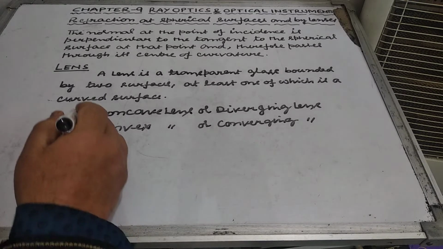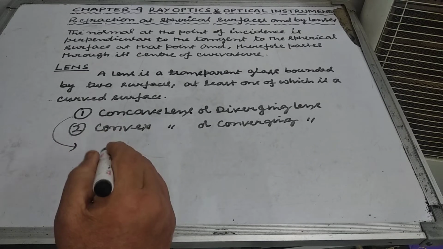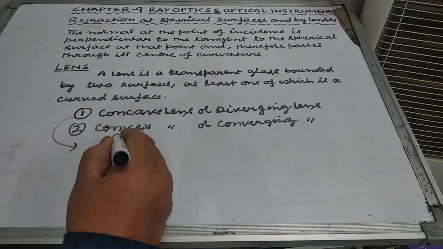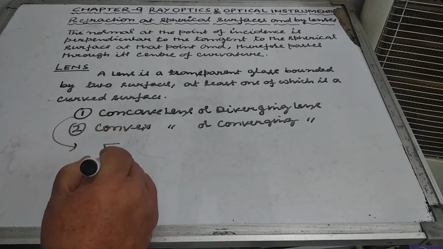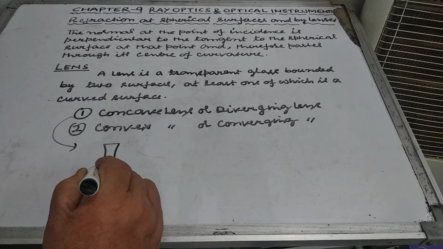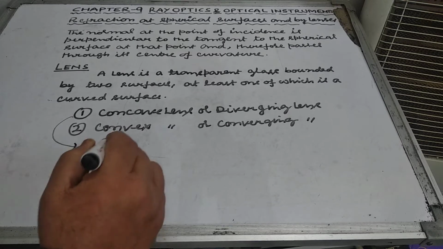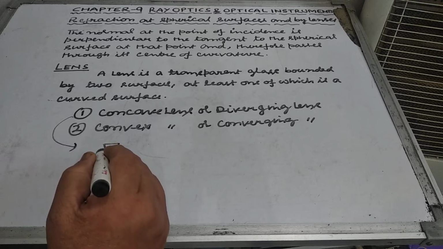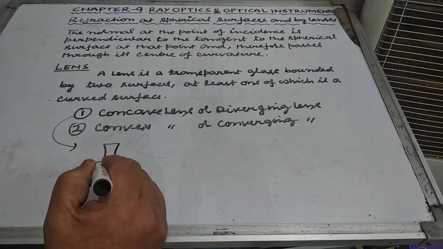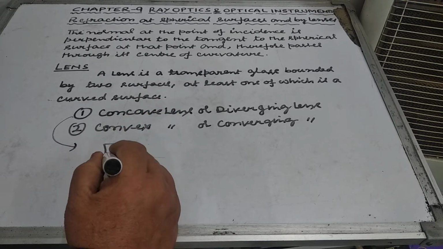Now, a concave lens is thin at the center but thick at the edges. It diverges a parallel beam of light after refraction through it, and it has a virtual focus.